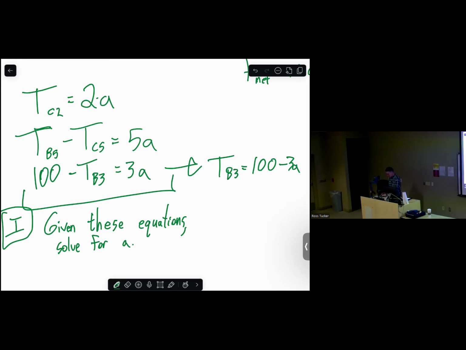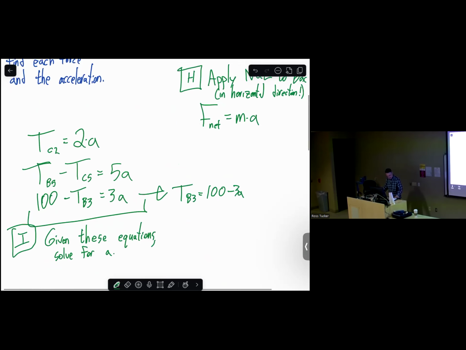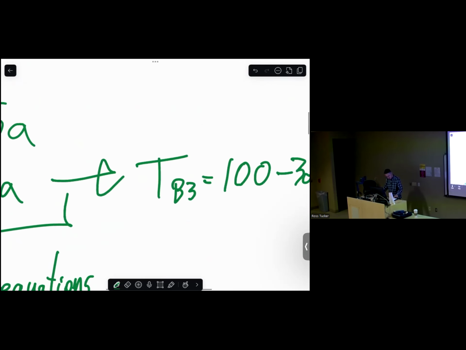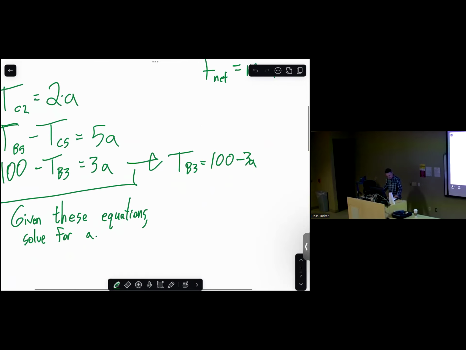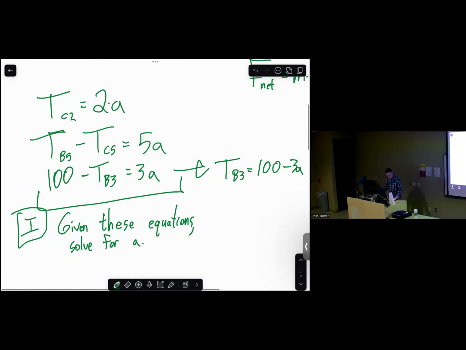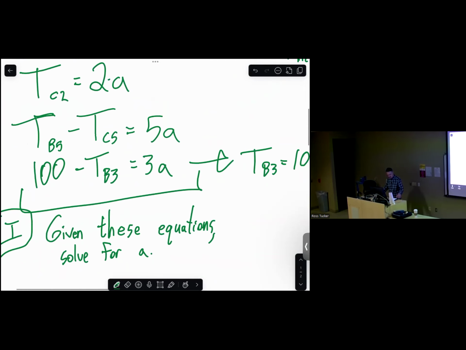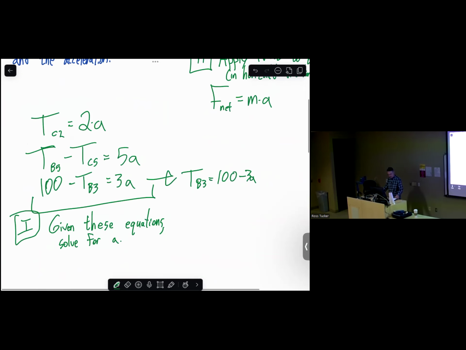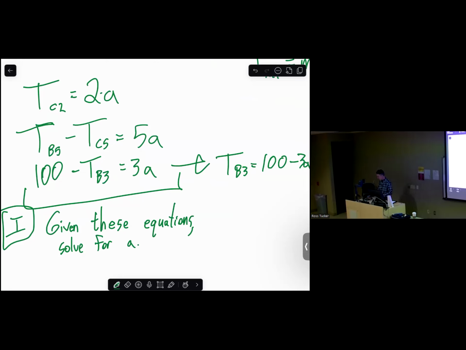I will give a hint again if you are lost where to start. You have three equations. You know what TC2 is. You know that TC2 is equal to TC5. You know what TB3 is. Here I've given you a big fat hint. I've solved TB3 for you. I have an equation involving these unknowns. The big idea behind algebra is that you can plug symbols in when you know their value. Do it. Simplify and solve for A.